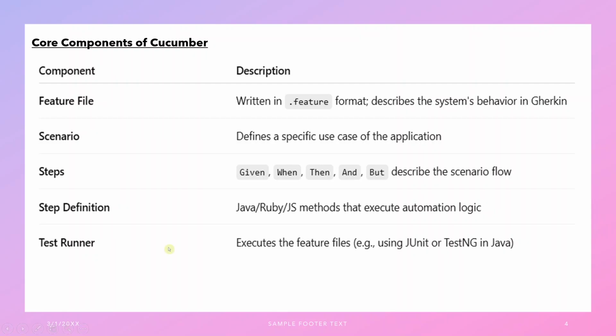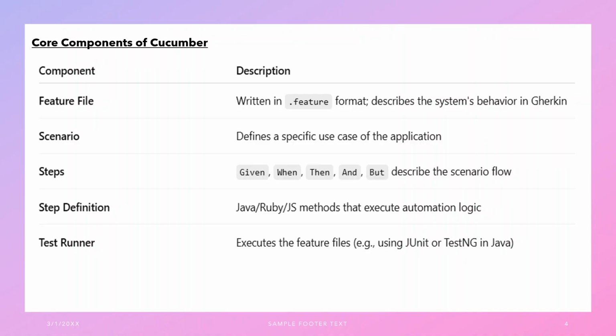The next runner is nothing but the test runner, which executes the feature files using JUnit or TestNG in Java. Okay, so these are the core components of Cucumber. In this series, we'll see each and every component in detail. I will explain it here. In this video, I'm explaining it at a high level.